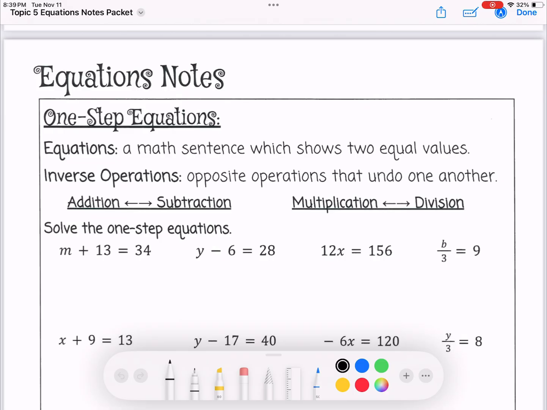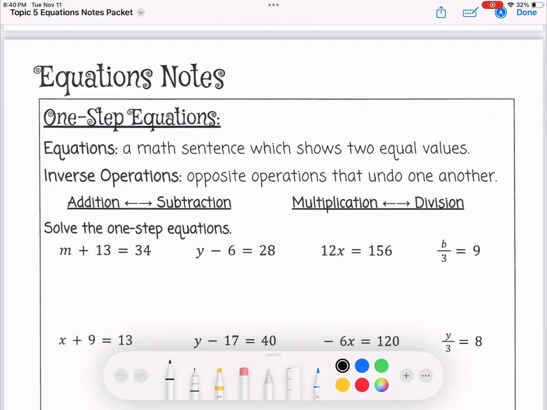All right, so jumping ahead to our first page here. We're talking about one-step equations. So reminder, equations are math sentences which show two equal values. If we look at that first one, m plus 13 equals 34, it's showing you that what's on the left, m plus 13, is equal to what's on the right, which is 34.